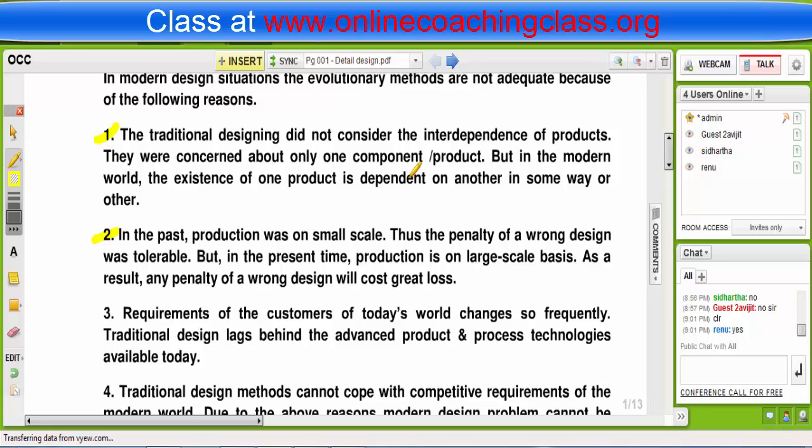Now see, if any wrong design or any wrong thing happens in production, then earlier they had to pay only a small penalty, because they produced only one TV a day. Whatever wrong thing was done, one TV was wasted. But nowadays in modern design, if a single mistake is made, 10,000 TVs will be lost, and it is a penalty for the company. Okay, is it clear?